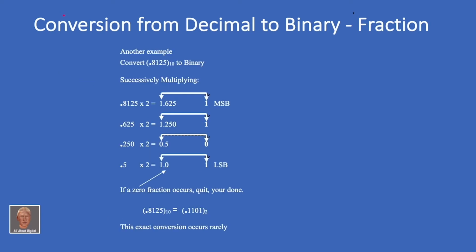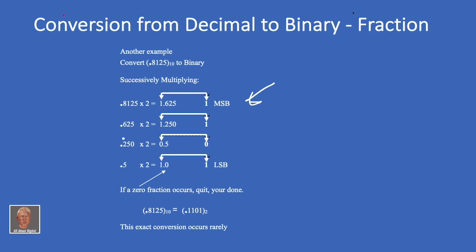Okay? Well, does it ever come out perfect? Well, yeah, it does if you pick the right number. So let's pick a number, 0.8125, and convert that to binary. So we do our successive multiplication. We start with 0.8125 multiplied by 2, and we get a 1. So that's the most significant bit right there. So there's a 1.